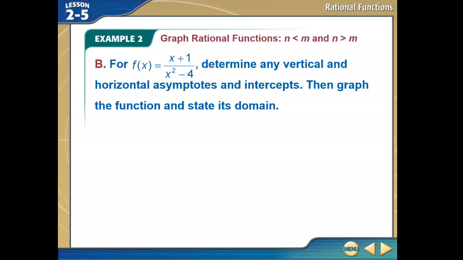Here we have our next one. This one says 4f of x, which is equal to x plus 1. So x plus 1. Why am I struggling with this today so much? Let's bring that down here.